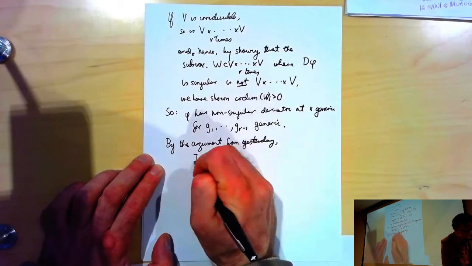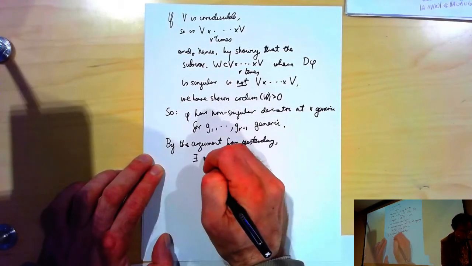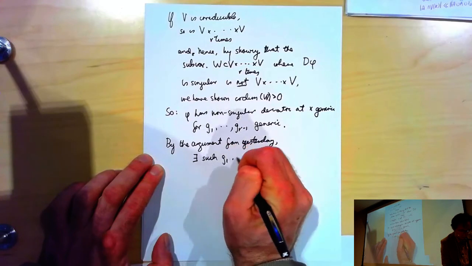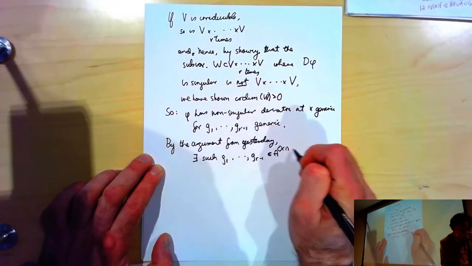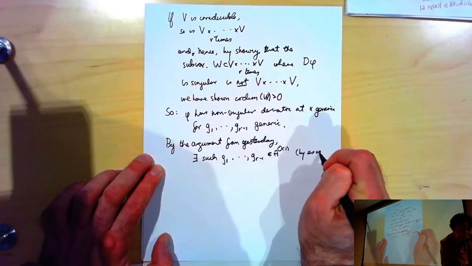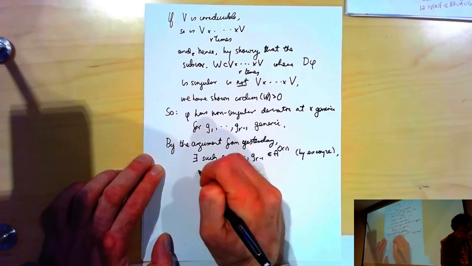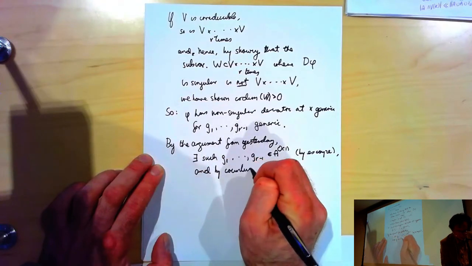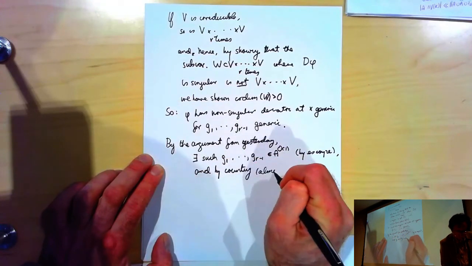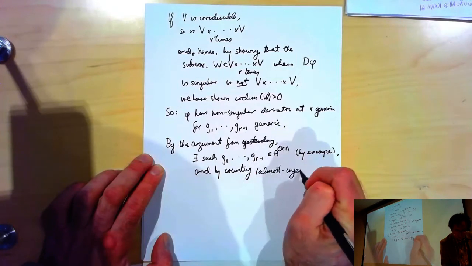Then we run exactly the same argument as yesterday. No? It's a counting argument. Because you have that the map has non-singular derivative at x generic for g1 up to gR minus 1 generic. So first of all, you can find such g1 to gR minus 1 in A to the O of 1 by escape. And then by counting, so almost injectivity, you get the statement we wanted.